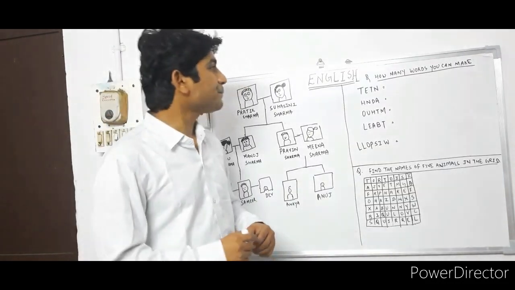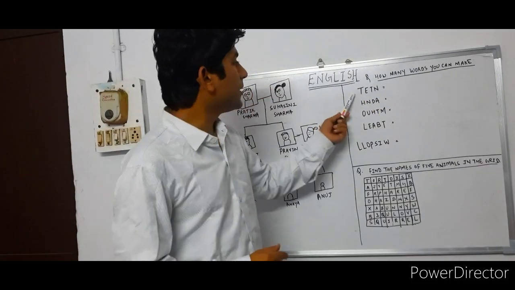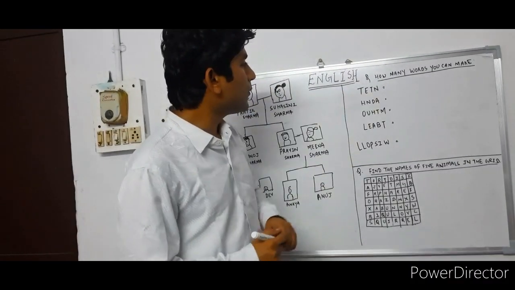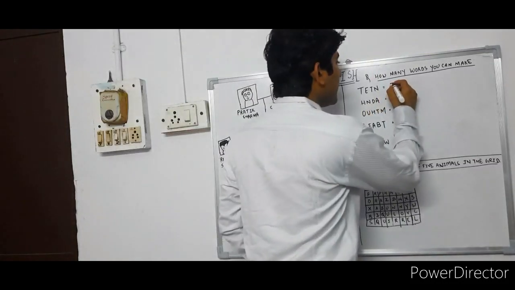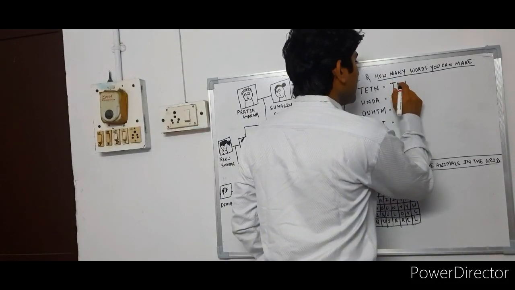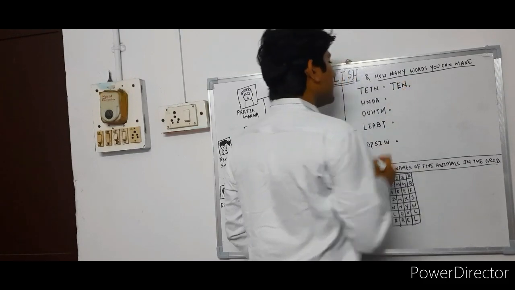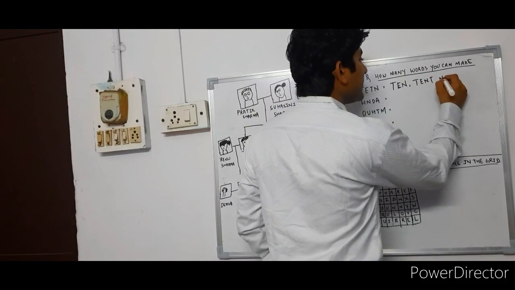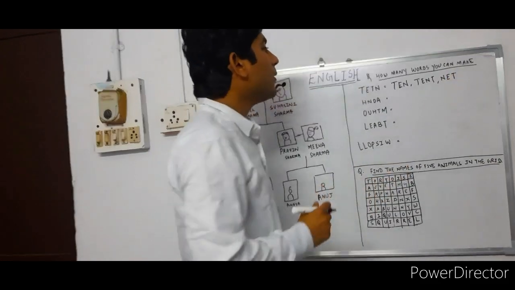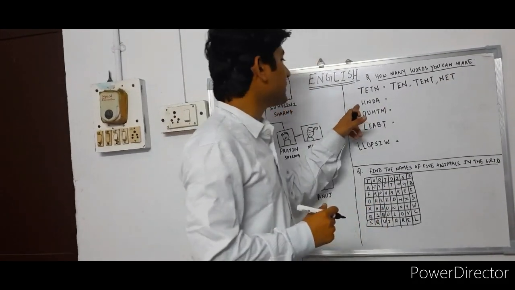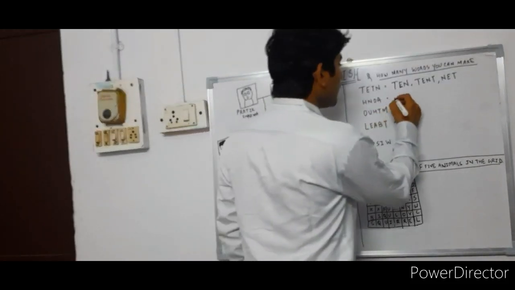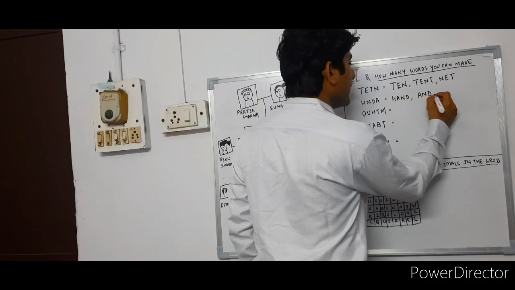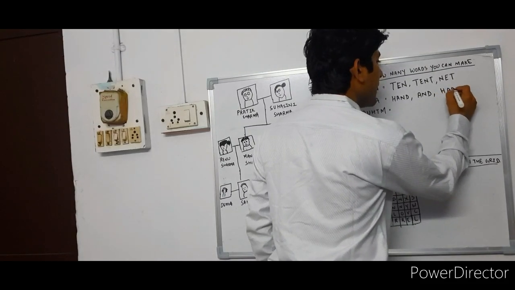Okay, now the next question, how many words can you make? You can see the letters, we'll have to make the words. Humko isse words banane. So T-E-T-N, what all words can we make? We can make ten. Another, we can make tent. Net. Okay, this is how we'll make different words by these letters. H-N-D-A. So we can make hand. Hand. And. And had. Had also.